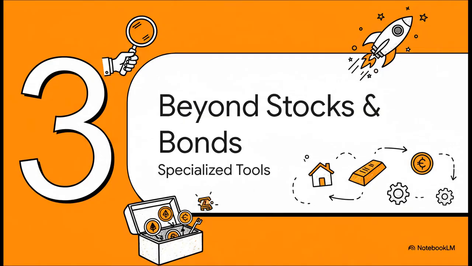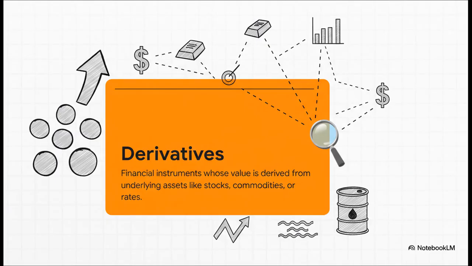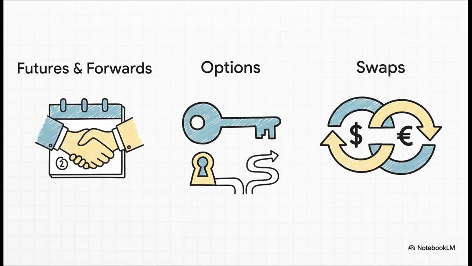Okay, so now we've got our core tools down, stocks and bonds. Let's start looking at some of the more specialized, I'd say more advanced instruments you'll find in the big investing toolkit. All right, now we get to derivatives. These are definitely more advanced tools. The key thing you have to remember is that their value is derived from something else. So, for example, you might have a contract whose value is tied to the price of gold. The contract itself isn't a bar of gold, but its price moves up or down depending on what gold is doing. There are a few main types you'll hear about.